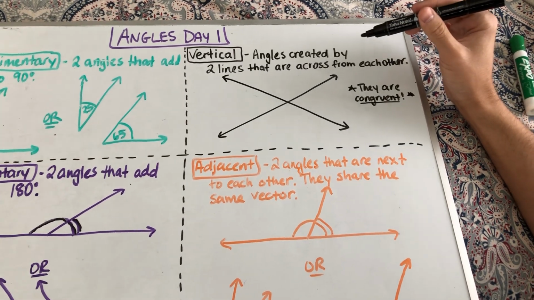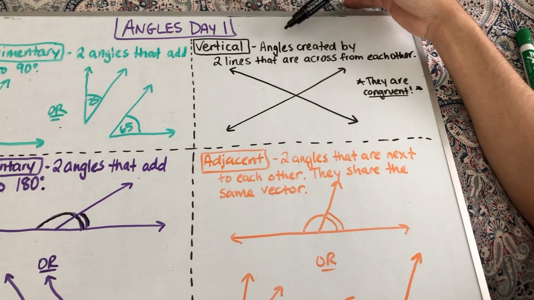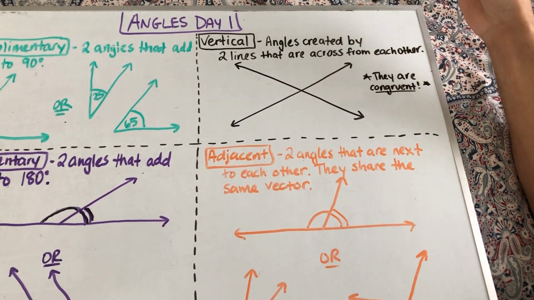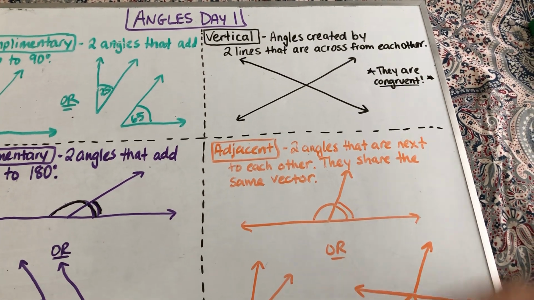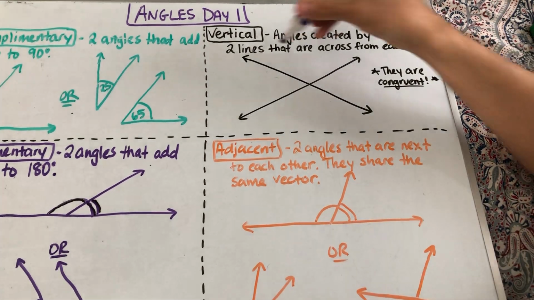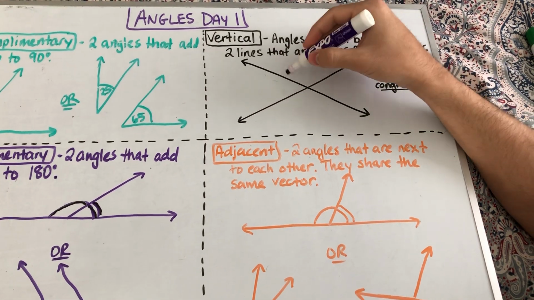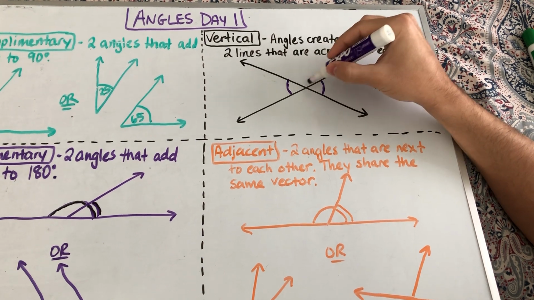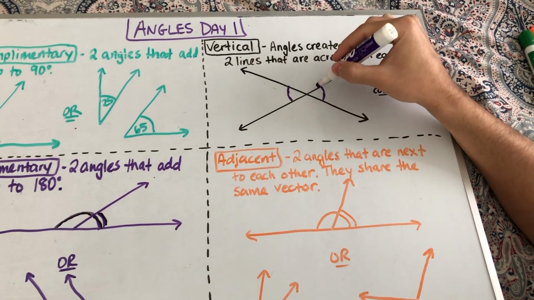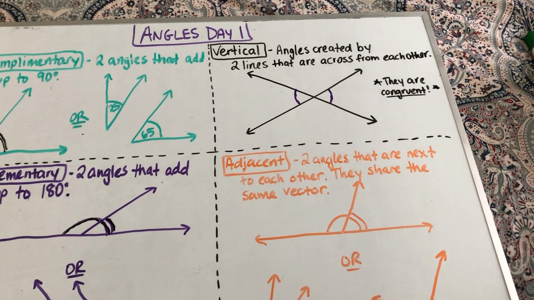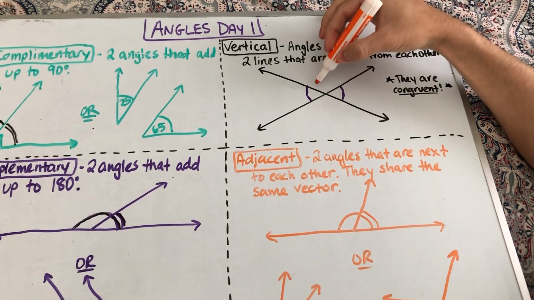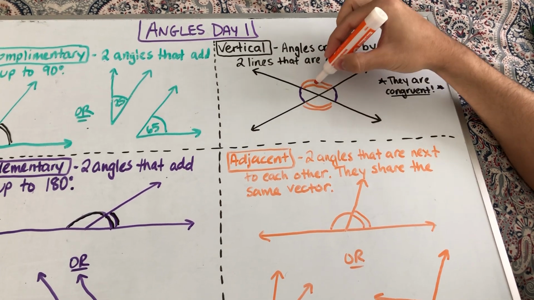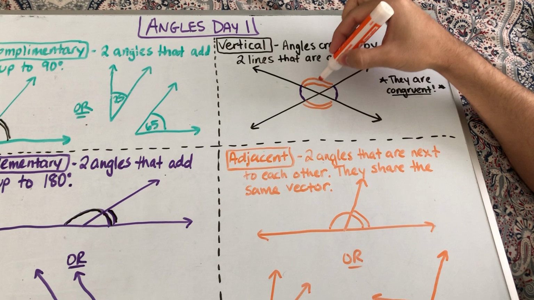Now, if you go up here, we have vertical angles. This is probably brand new to most of you guys. Vertical angles are created by 2 lines and are across from each other. So I drew 2 lines. These are 2 lines, and vertical angles would be, for example, this angle and this angle. These 2 angles are vertical angles. Another pair of vertical angles on this would be this angle and this angle. These 2 angles are also vertical angles.